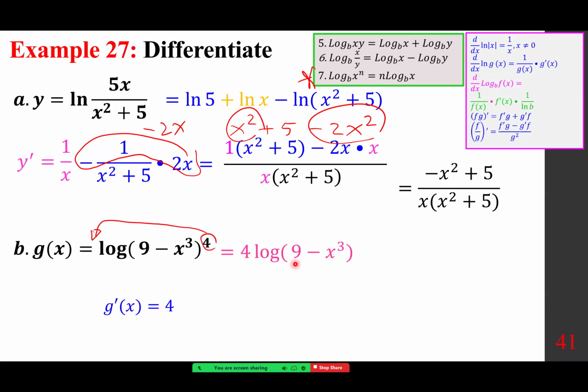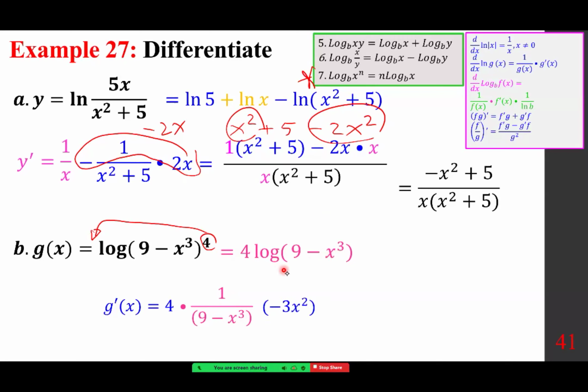Since we have a log, we're going to flip this over. Since this is a function of x, but not just x, we need its derivative by the chain rule. I'm looking at this part now. So 1 over f of x is 1 over 9 minus x cubed. I need f prime of x. The derivative of the argument of log is minus 3x squared.